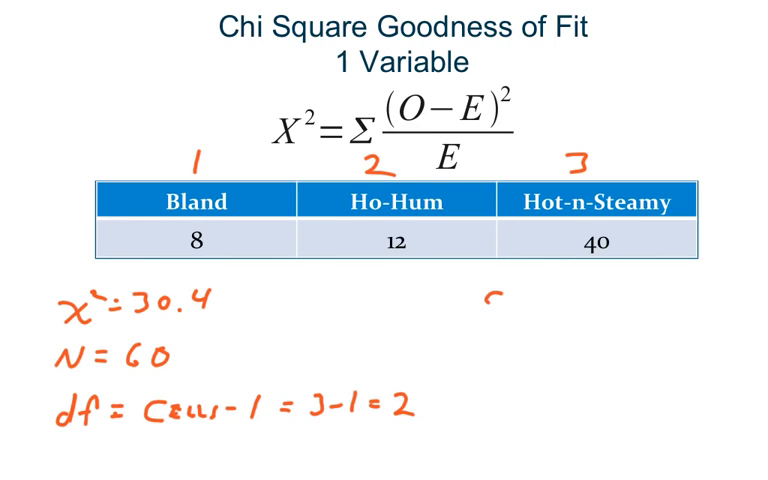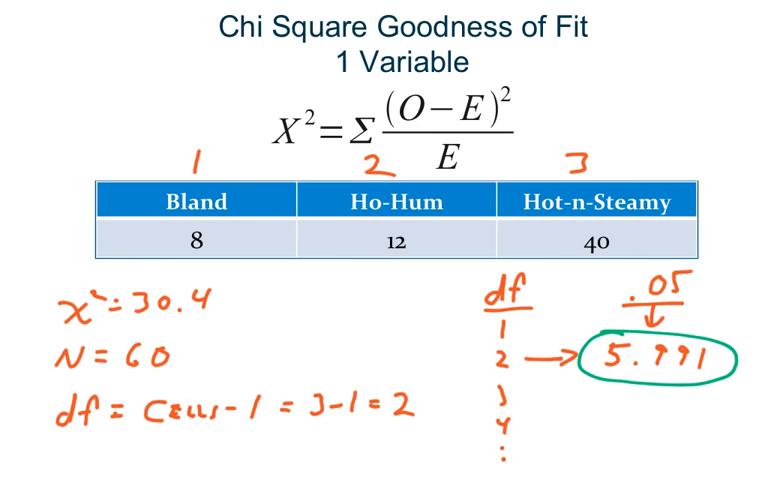In the table in your textbook, you'll see a column labeled degrees of freedom, and it will start at 1 and 2 and 3 and 4 and so on. And a little further over, we're going to go to an alpha of 0.05. So we look where 2 degrees of freedom would occur 5% of the time. And if you do that, the critical value comes out to be 5.991. So we now have our critical value of 5.991 that we compare to our calculated chi-square value of 30.4.